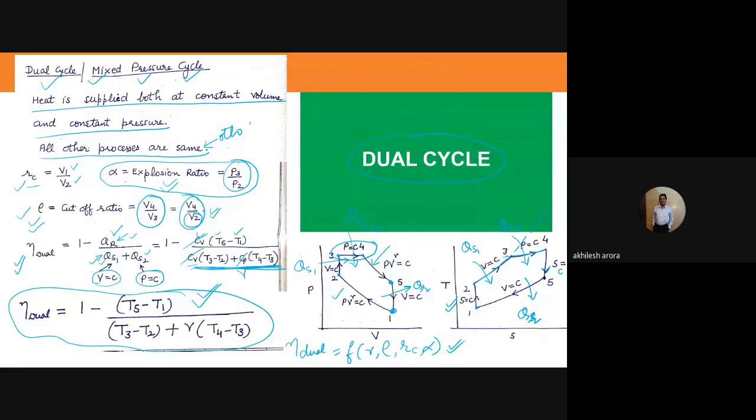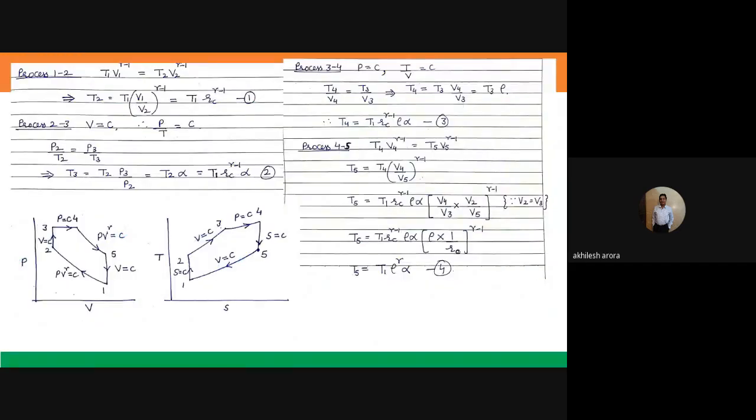So like in the case of diesel engine, where we calculated all temperatures in terms of T1, here also we are going to calculate the values of all temperatures in terms of T1. So process 1 to 2, you can see it is reversible adiabatic. So I can write the expression T1 V1 raised to power gamma minus 1 is equal to T2 V2 raised to power gamma minus 1. So I get the value of T2 as T1 (V1 by V2) raised to power gamma minus 1. And this V1 by V2 is RC. So T2 comes out to be T1 RC raised to power gamma minus 1.